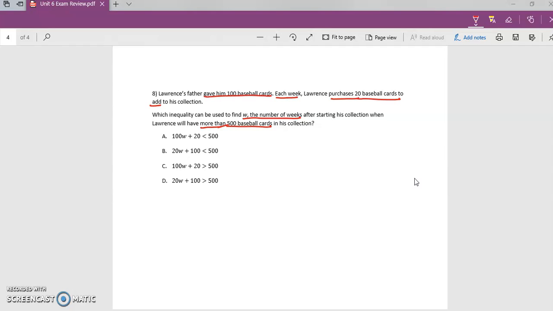So again, these word problems have a lot of key information. I'm going to try to break it down into my starting point, how much it's changing by, and then an ending goal or ending amount. My starting point here: his father gave him 100 baseball cards. So automatically he's starting with 100 in his collection.